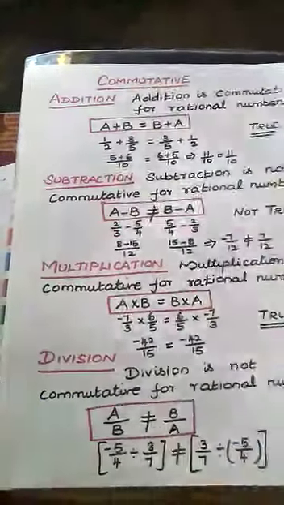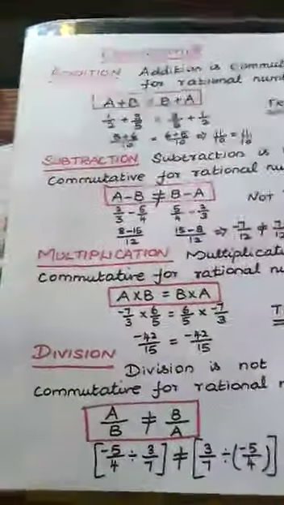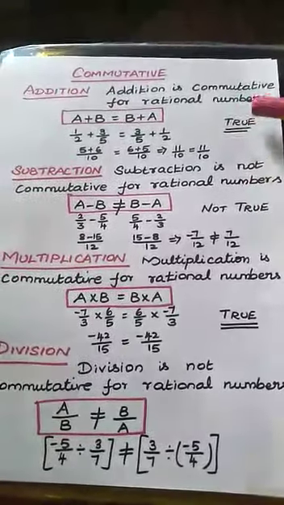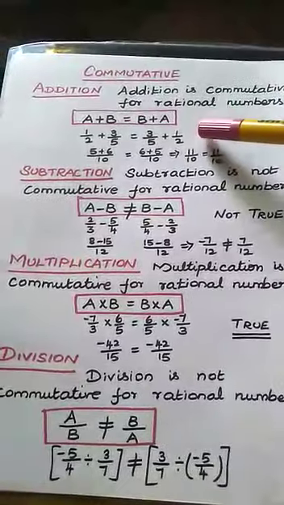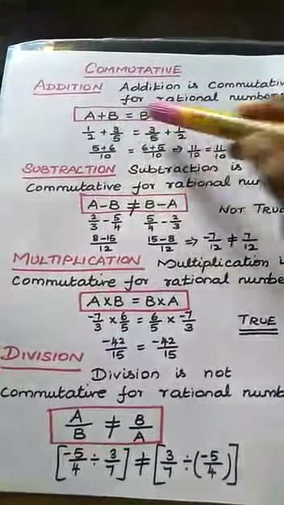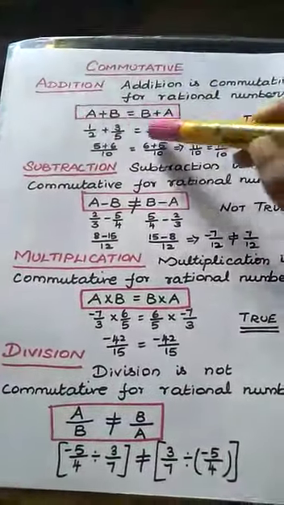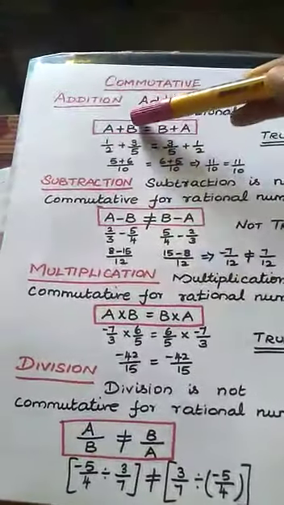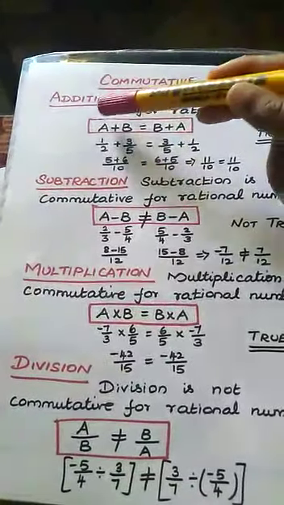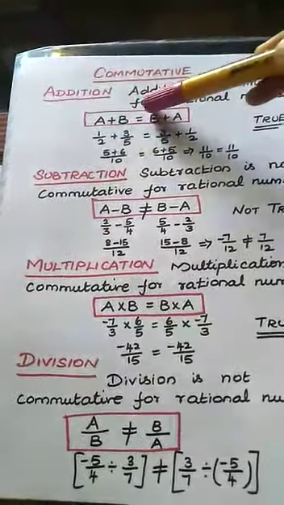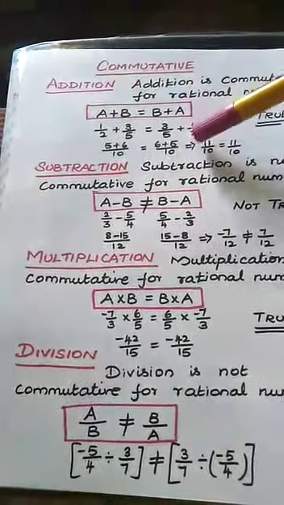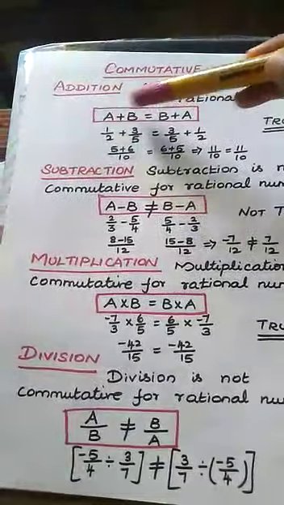The next one is the commutative property. The first one is addition. Addition is commutative for rational numbers. In the closure property we just add the values on one side only. In the commutative property we are going to do LHS and RHS. Take any two values, a and b. a plus b is equal to b plus a. On the left hand side you just add the values directly. On the right hand side you have to interchange the values. a plus b is equal to b plus a. For example, you take any two rational numbers.